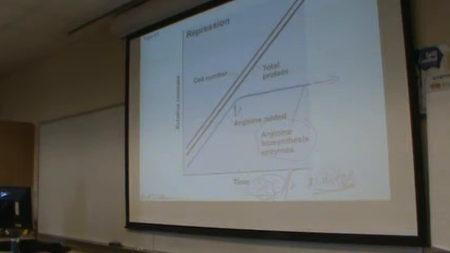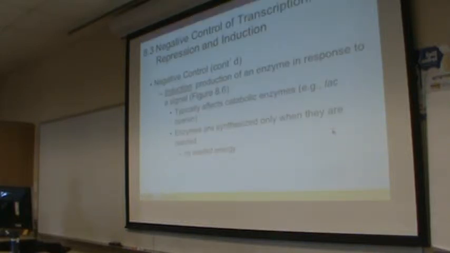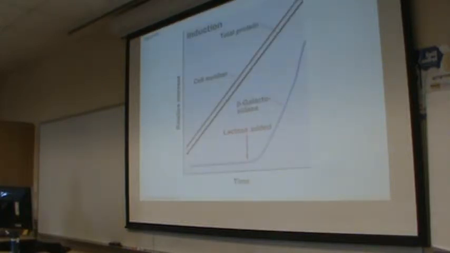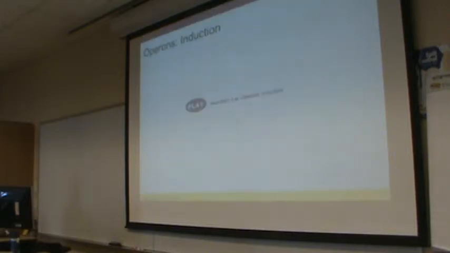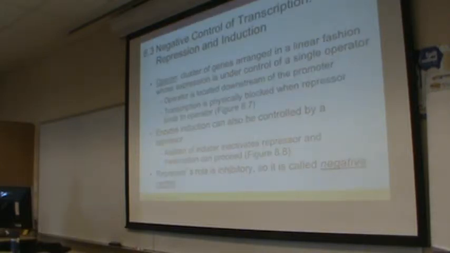When arginine is added, the relative concentration increases. So basically, the arginine biosynthesis rate should be something like this. Initially pretty high, eventually it goes down, as the arginine concentration rises, the activity will be here. There's another negative control that can also be used for induction, that is the lac operon. Okay, here's the lac operon.